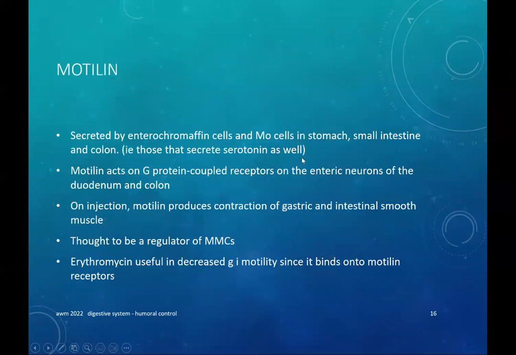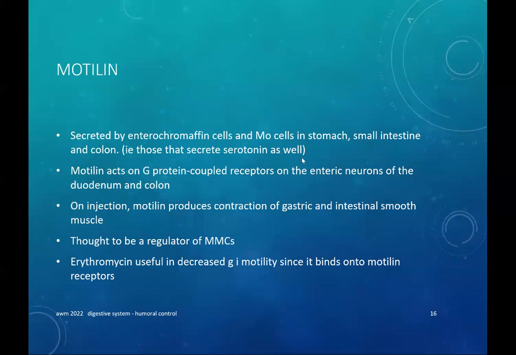Another one I'm going to touch on is motilin, another gut peptide. Now, motilin is secreted by the enterochromaffin cells in the stomach and also by the Mo cells in the stomach, the small intestine and the colon. Okay. Now they say that these are the same ones that would secrete serotonin. Motilin acts on G protein coupled receptors on the enteric nerves of the duodenum and the colon.